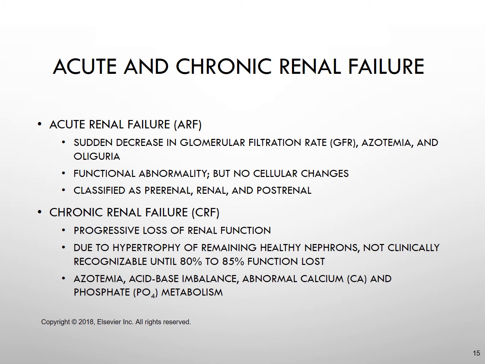So first, let's talk about acute renal failure, which is characterized by a sudden decrease in the glomerular filtration rate, increased azotemia, that's a buildup of breakdown products in your blood, such as ammonia, and oliguria, which is a decrease in urine output. The nephrons look functionally abnormal. No abnormalities are seen.